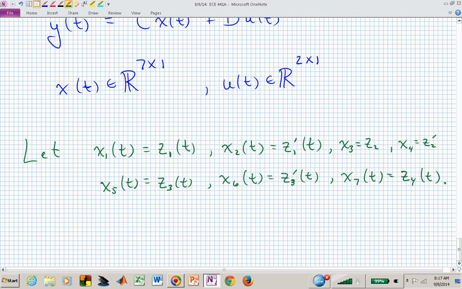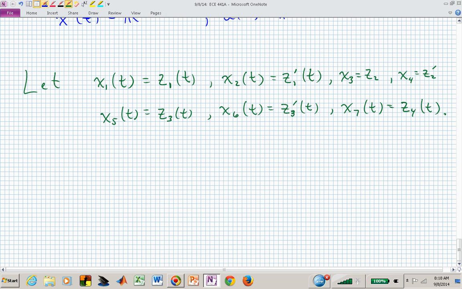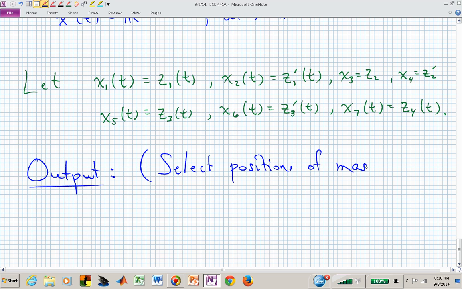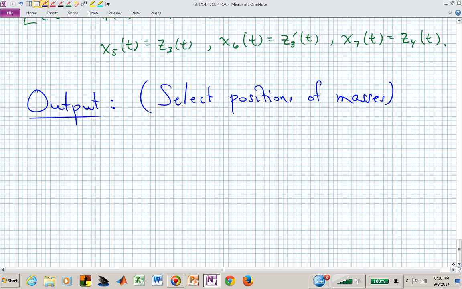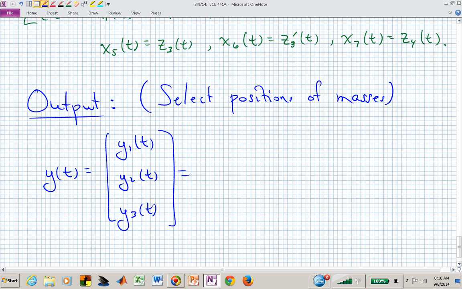Now, I didn't identify outputs. Let's just select some for illustration purposes. Let's say that for an output in this particular problem, we'll just select the positions of the 3 different masses. That means that y of t, we usually just write it as y of t, but that's now collapsed down into, we had 3 masses, so we're now identifying 3 different outputs.